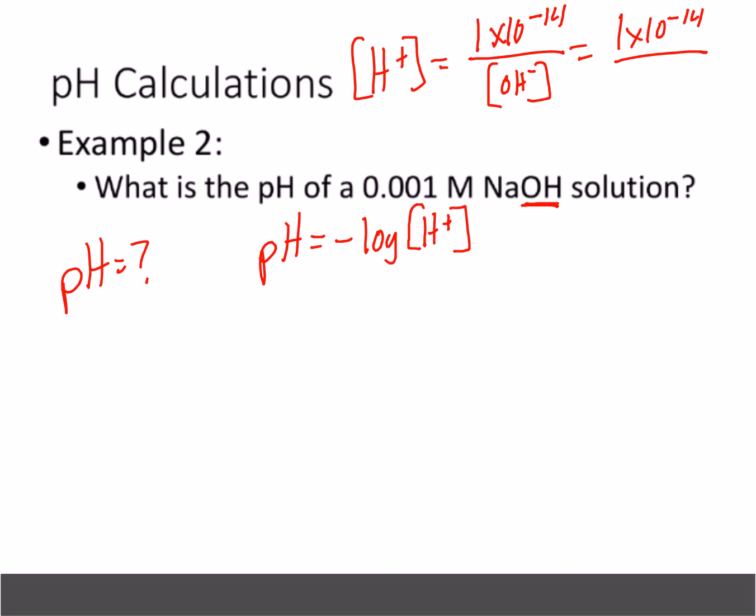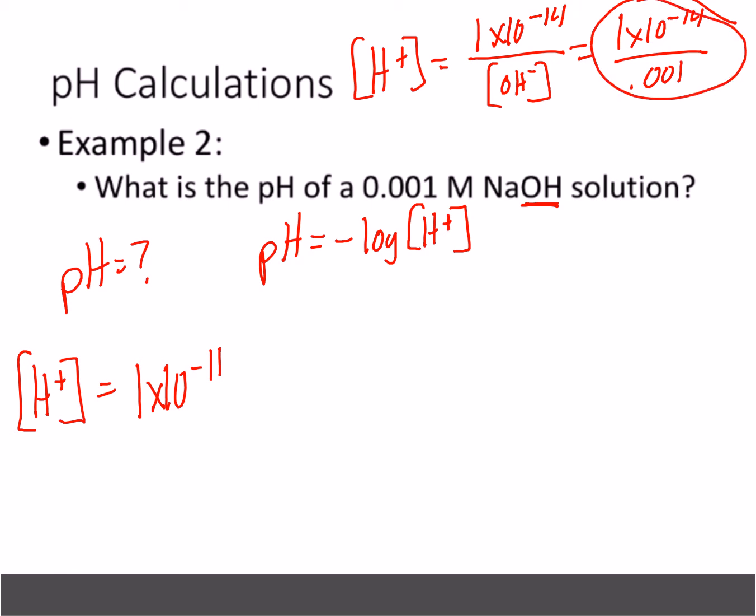Do I have to do anything to this number? For my hydroxide ion concentration, do I have to do anything to it? Why not? Because there's only 1 hydroxide. There's not a 2 subscript or anything like that. So it's just 0.001. Do that math really quickly. 1 times 10 to the minus 11? Okay. So, by doing this equation up here, we get 1 times 10 to the minus 11.